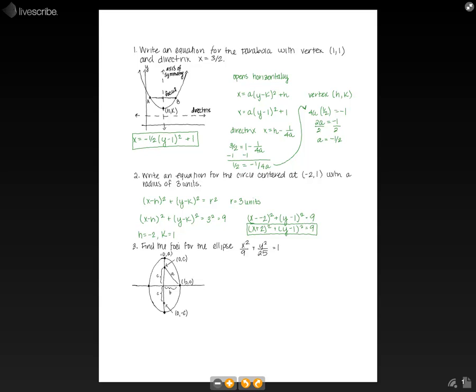So what we have here is the form x squared over b squared plus y squared over a squared equals 1. We know that because 25 is bigger than 9, so the 25 has to be the a squared. This means that we have a vertical ellipse. In a vertical ellipse, the foci are at the points (0, c) and (0, negative c). So how do we find c?